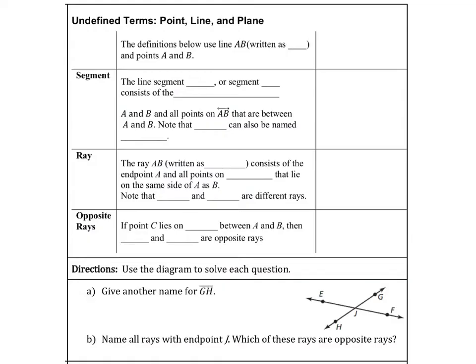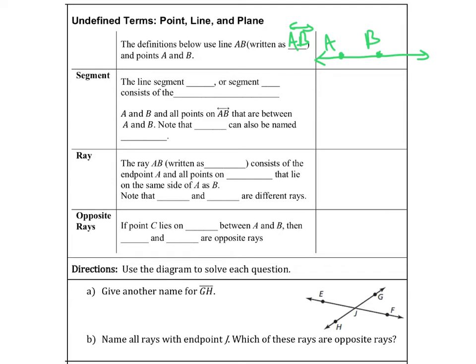Okay. A last few undefined terms here, all right? So we're going to think about this line AB, 2 points, A and B, and a line that goes through those and goes on forever, all right? That's a line. That's AB with a bar and arrows, all right?